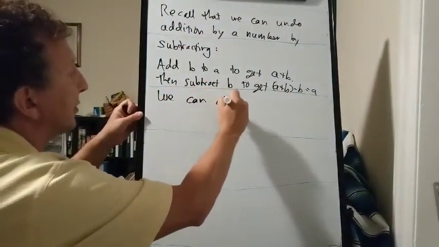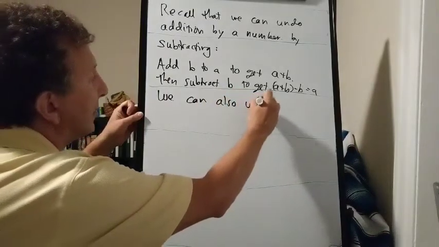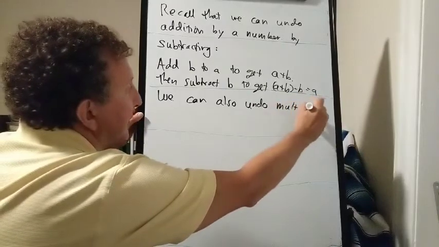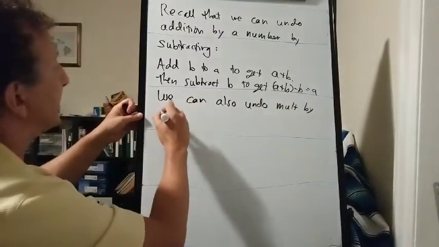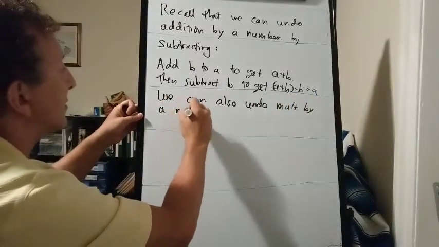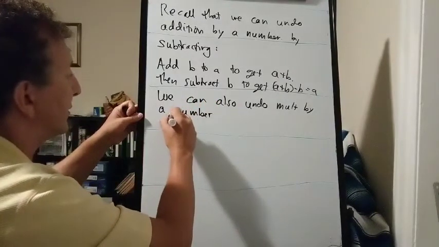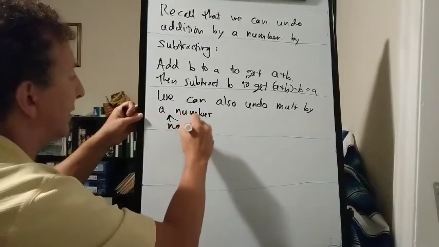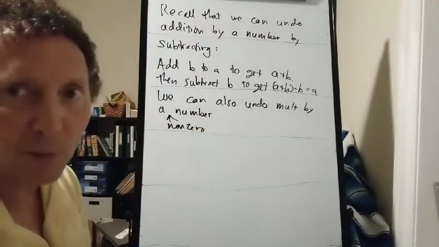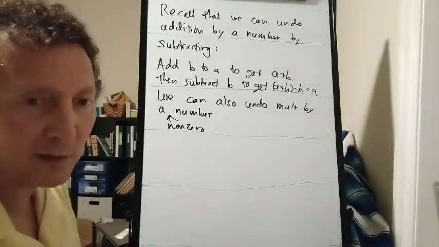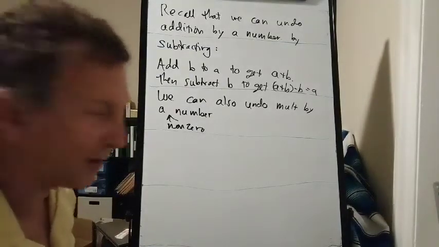Now we can also undo multiplication by a number. Well, by a non-zero number. We can't ever undo multiplication by 0. Once we multiply by 0 and get 0, there's no way to get back to what we started from.